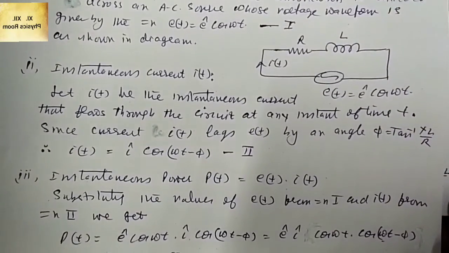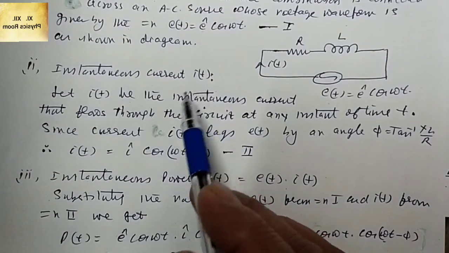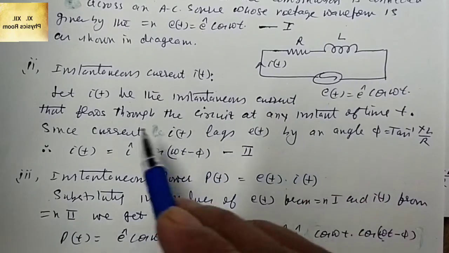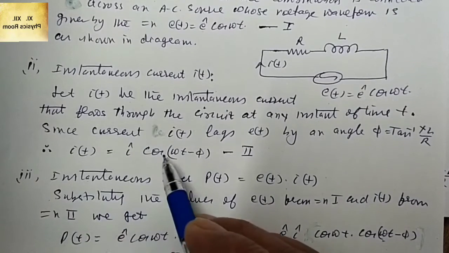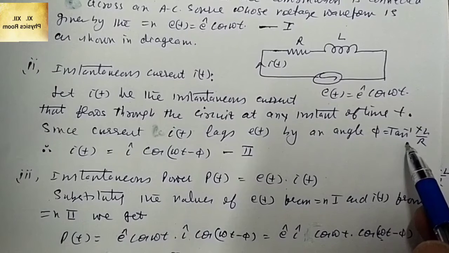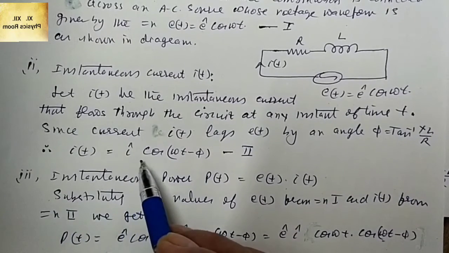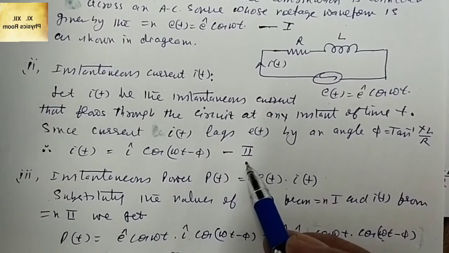Now, the second step is the instantaneous current i(t). Let i(t) be the instantaneous current that flows through the circuit at any instant of time t. Since current i(t) lags e(t) by an angle phi equal to tan inverse X_L by R, therefore i(t) is equal to I max cos (omega t minus phi). Let us mark it as equation 2.